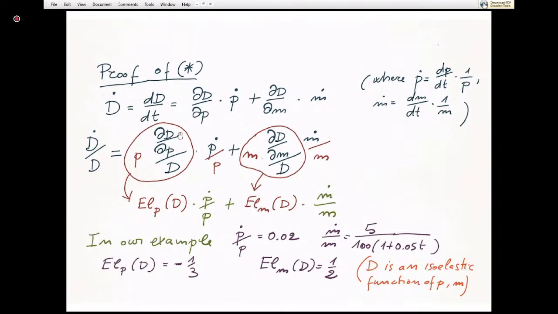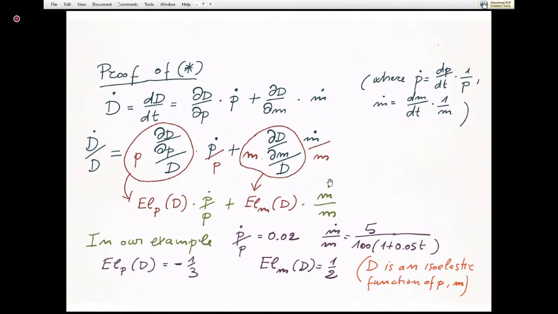Now look at the new formula. This part is the partial elasticity of the demand with respect to price. It is now multiplied by P prime over P, which is the time growth rate of the price. The second term is the partial elasticity of the demand with respect to income, which is multiplied by the time growth rate of the income. It's very easy to prove this in general.